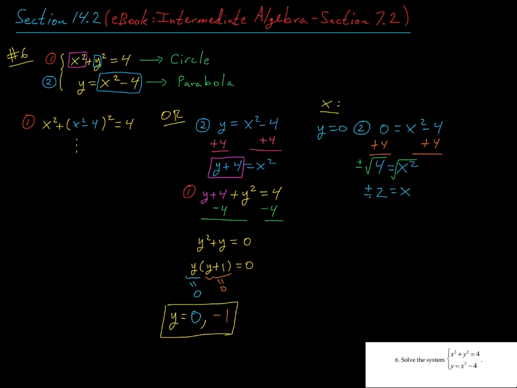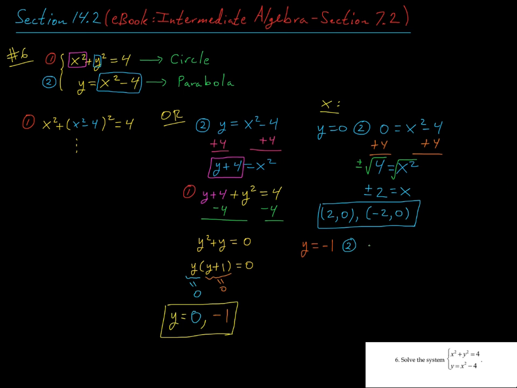Okay, so this gives us two ordered pair solutions. So if x is positive 2, then y is 0. And if x is negative 2, y is 0. So we get two ordered pair solutions for y equals 0. And then if y is -1, I'm going to do a similar thing. Okay, again, I'll go ahead and use equation 2 again.